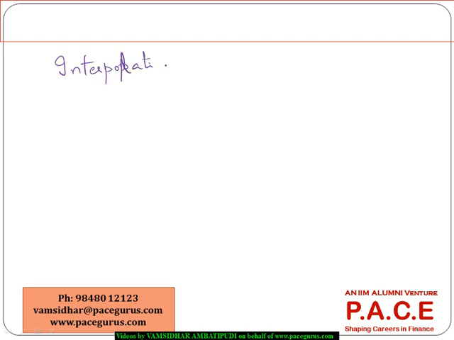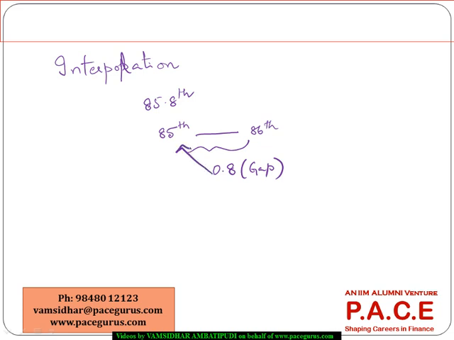Interpolation is the mechanism that I am using because I want the 85.8th observation. I will take the gap between the 85th and 86th. Whatever gap I have got between the 85th and the 86th observation, I take 0.8 times that gap and I will add it up to the 85th observation.